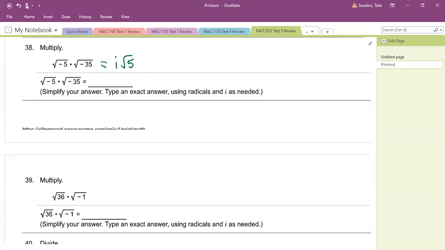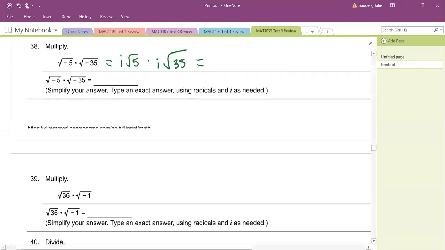Okay, how about the square root of negative 35? Same, you pull out the negative. Okay, now when we multiply them together, we have i times i. What is i times i on the outside? i squared. i squared, very good. And then what is the square root of 5 times the square root of 35? The square root of 175. Okay, good.